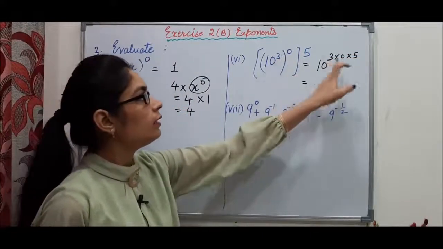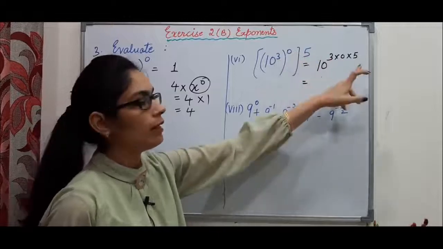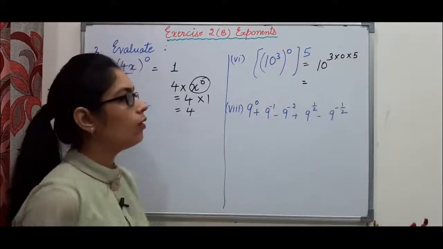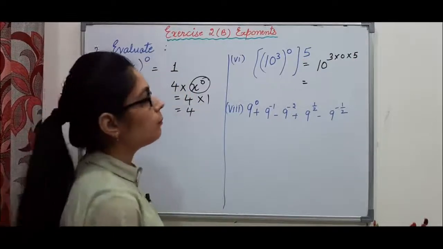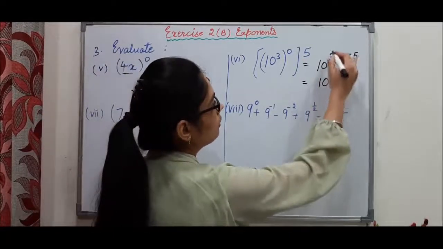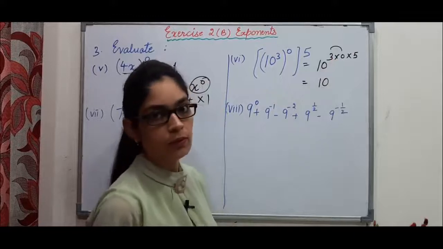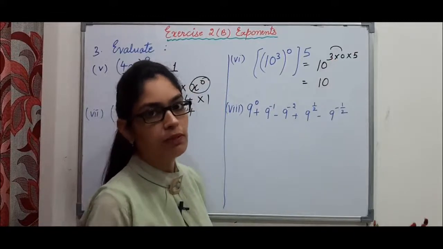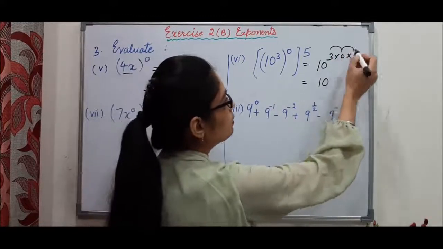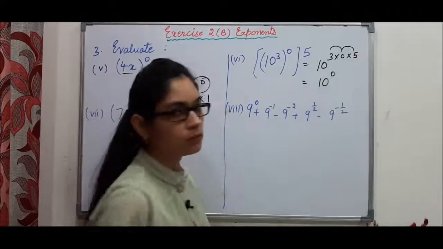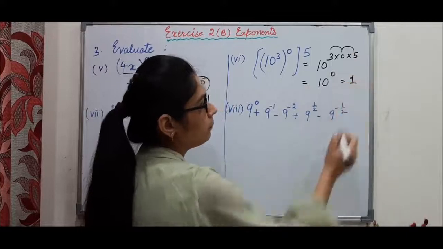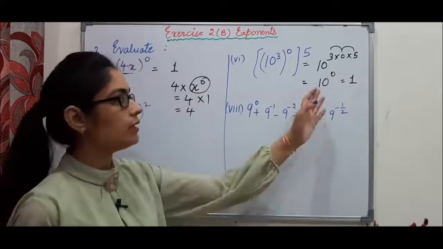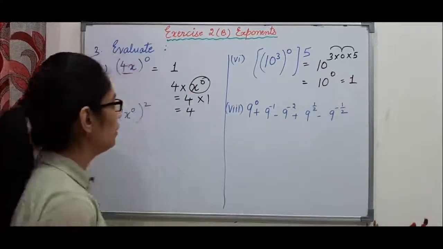See, 3, 0, 0 and 5. I have just multiplied all the powers so that I can convert these 3 powers into one single power. 3 into 0 is 0, because if we multiply any number with 0, we will get 0 only. 0 into 5, 0. So 10 to the power 0. If the power of any number is 0, it is equal to 1.